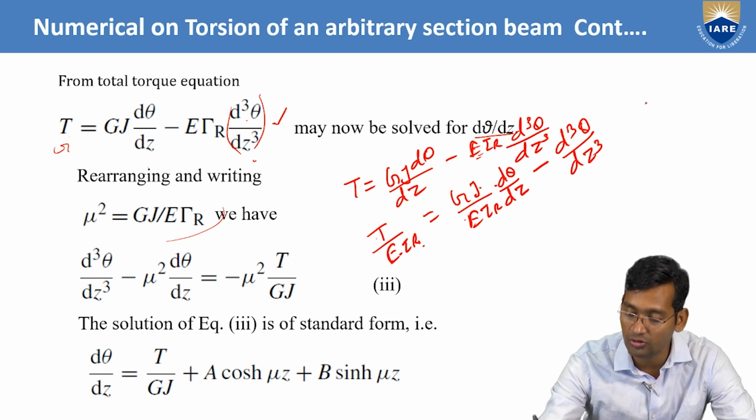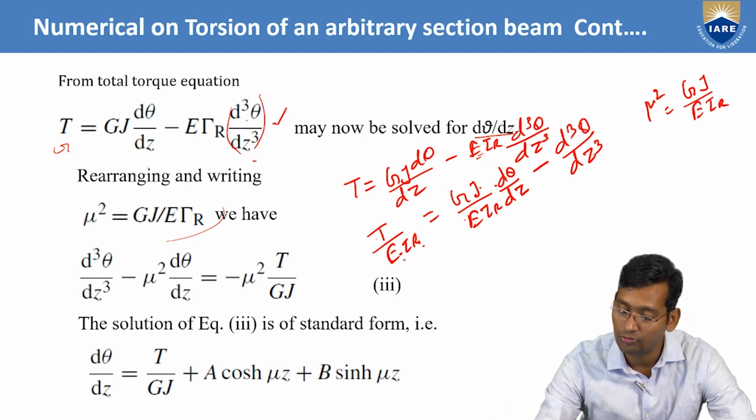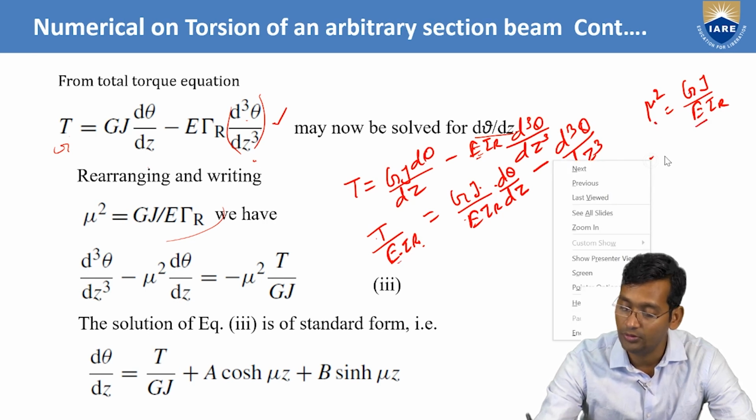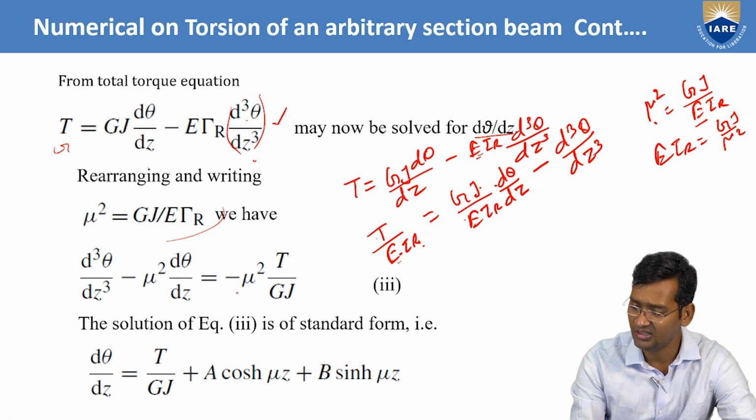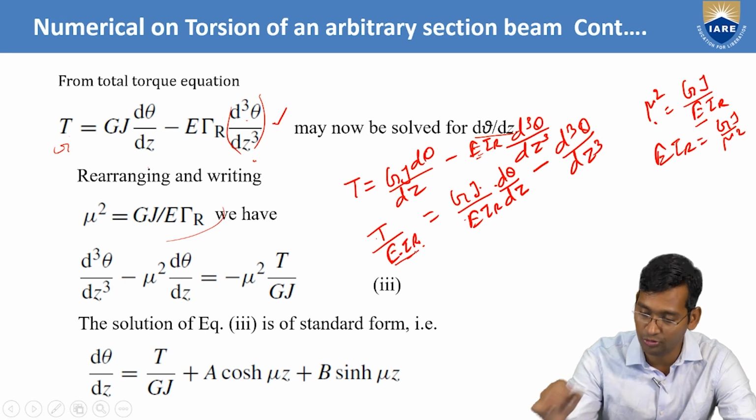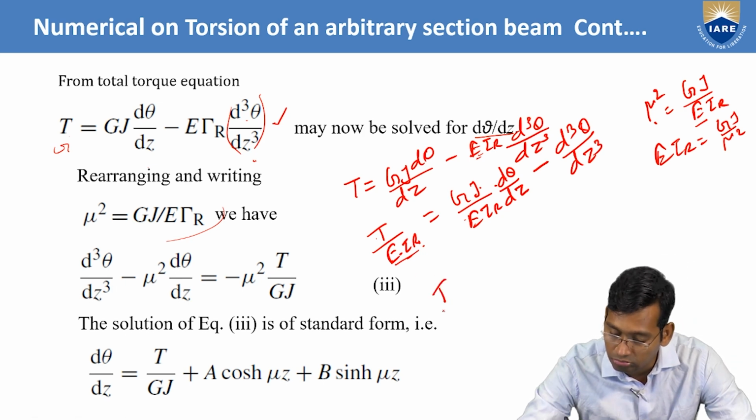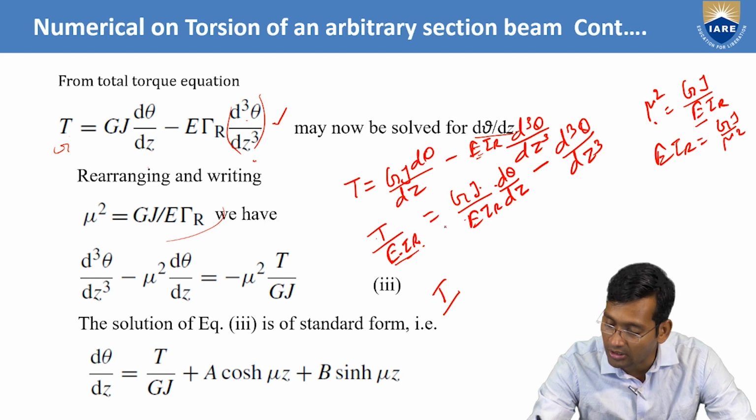From here, just see what mu square is. Mu square is GJ by E tau r. What we have is tau by E tau r. E tau r is mu square by GJ, sorry, E tau r is GJ by mu square, or simply that by this. So after putting the E tau value here, now put that value. So tau by E tau r, where E tau r is GJ by mu square, that is equal to minus.